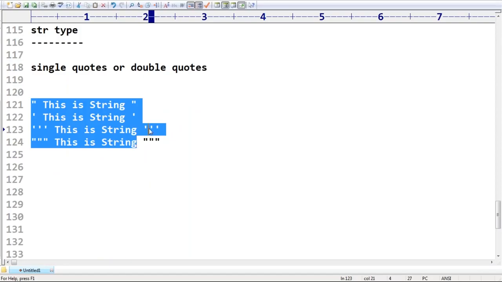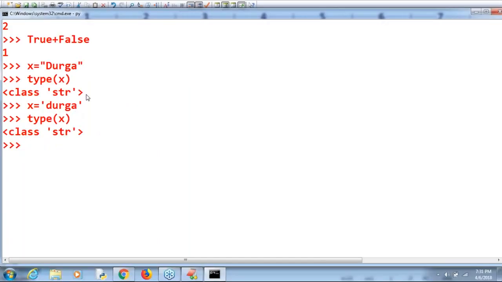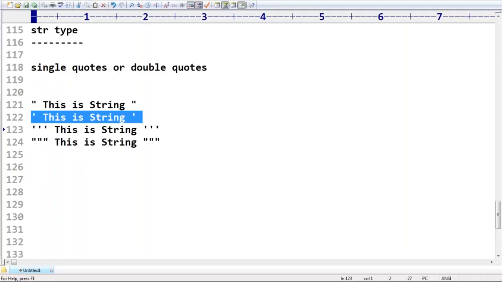The commonly followed approach is this, because if I write x is equal to "Durga" using double quotes and then print x, the output always comes in single quotes. That's why Python prefers single quotes. Even though double quotes are allowed, it is recommended to use single quotes only in the case of strings.